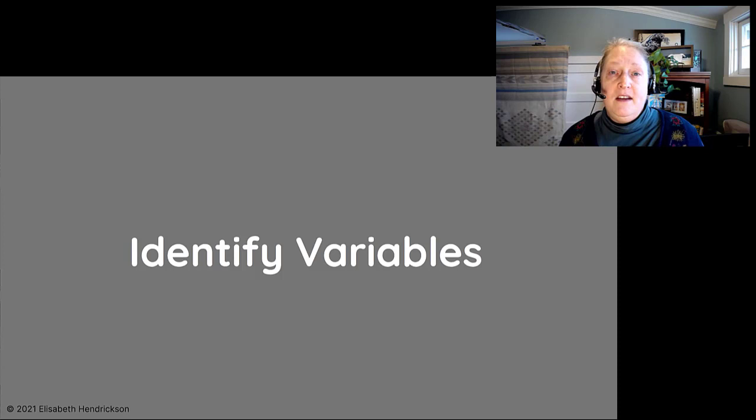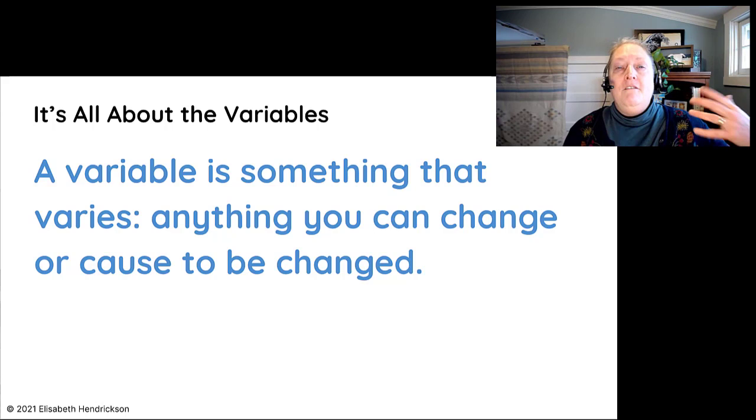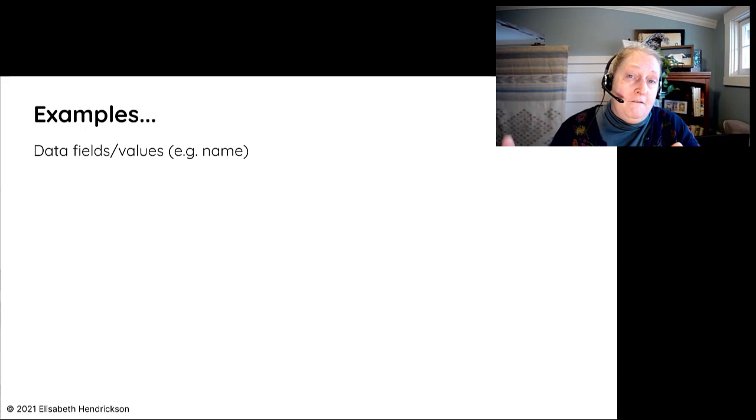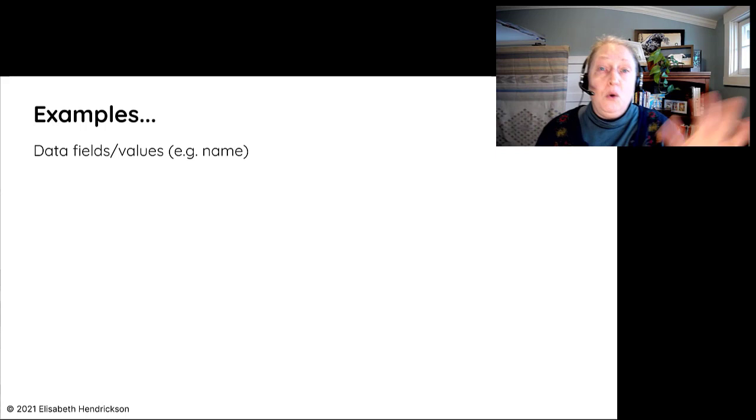And this is where variables come into play. So the next step is to identify what are the things that I can vary. A variable in this case is anything that you can vary, that you can change directly or cause to be changed. So for example, maybe you've got a form that's got fields. You can change the values in those fields. Obviously, those are things that you can change. You can change them directly. So those are examples of variables.